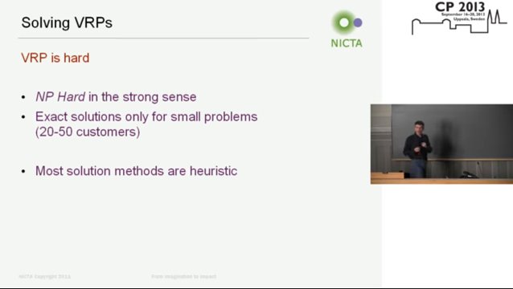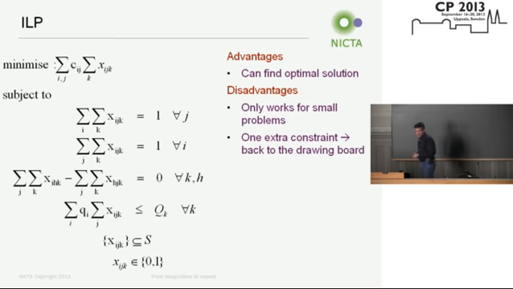We've already done that. So it's NP-hard in the strong sense, VRP. So if you're looking for exact solutions, it's usually only in the sort of 20 to 50 customers that you'll find an exact solution. So basically, we're looking at heuristics to solve the problem. Just out of interest, this is the ILP that will solve it exactly.